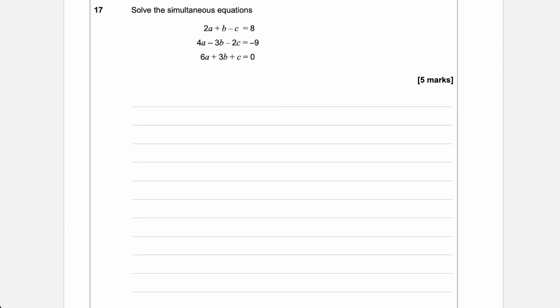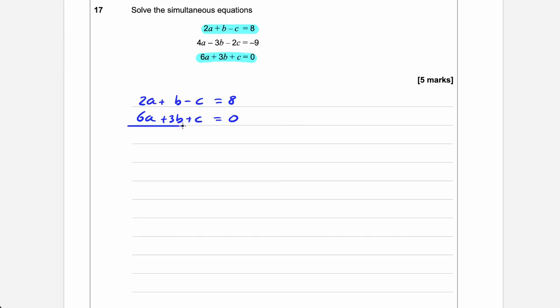Question 17. Solve the simultaneous equations. Okay, so guys, hopefully we know how to do these. Just looking at these, I like to look at which coefficients are the same. So this one has a c similar to this one, and this one has a b similar to that one. So let's do the first and the last first. So this is 2a plus b minus c equals 8, and 6a plus 3b plus c equals 0.